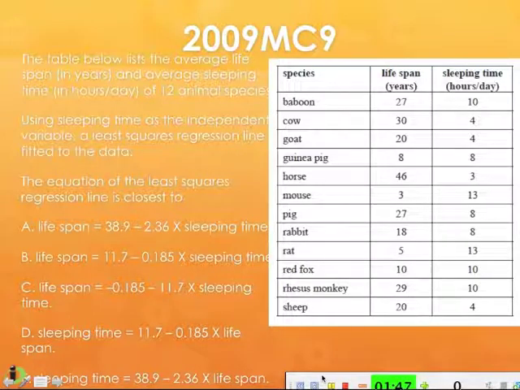E is sleeping time, same as the others. Oh, there it goes.